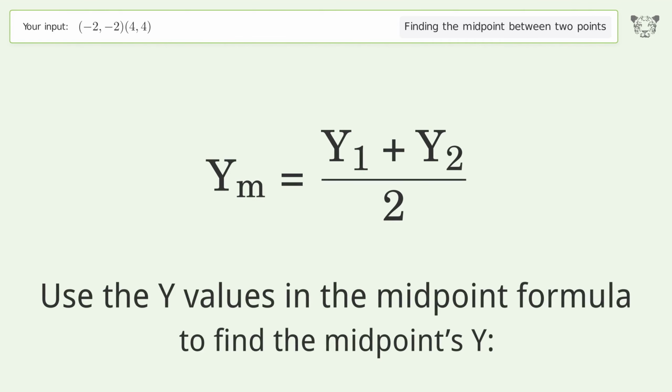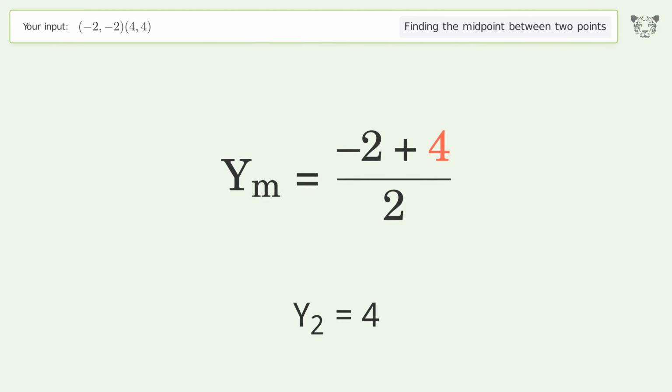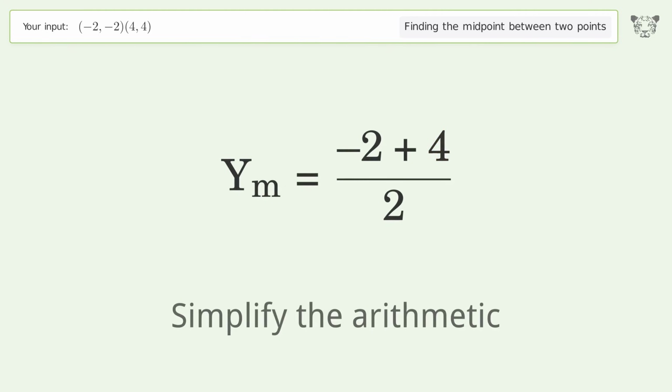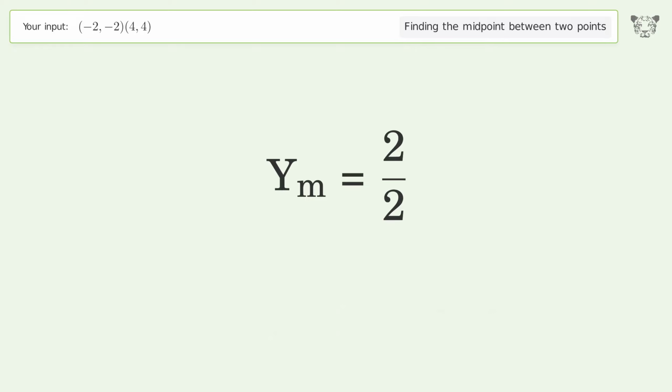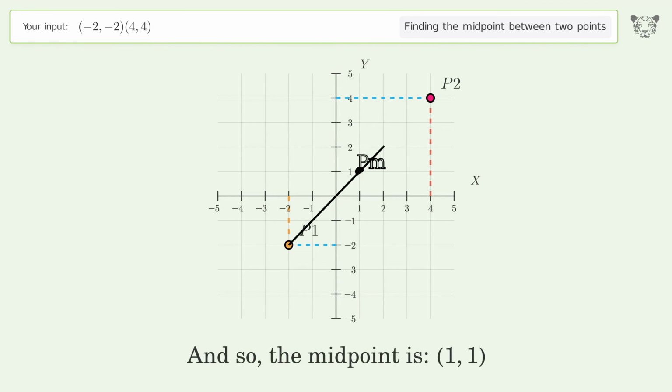Use the y values in the midpoint formula to find the midpoint's y. y1 equals -2. y2 equals 4. Simplify the arithmetic. And so, the midpoint is 1, 1.